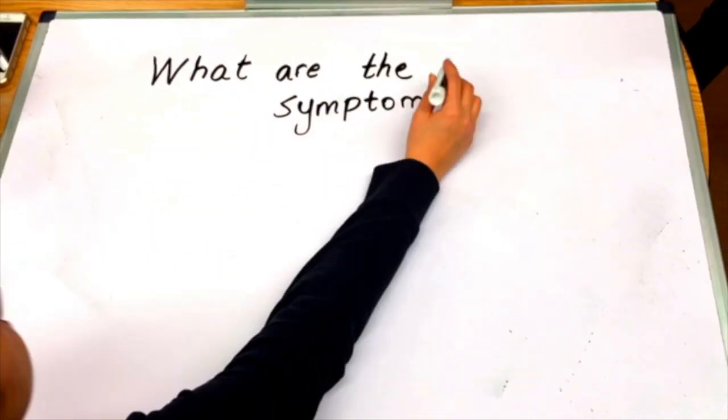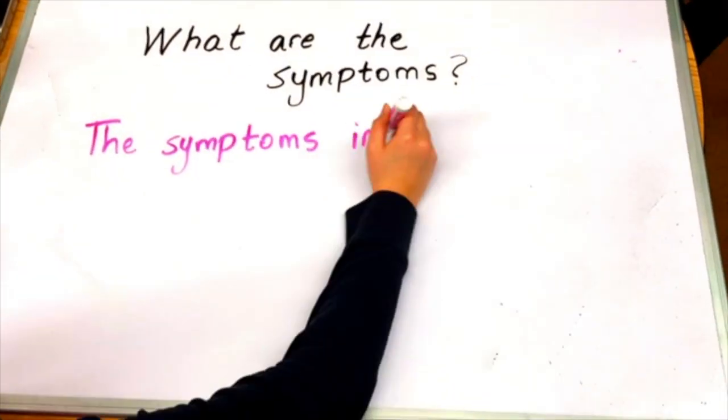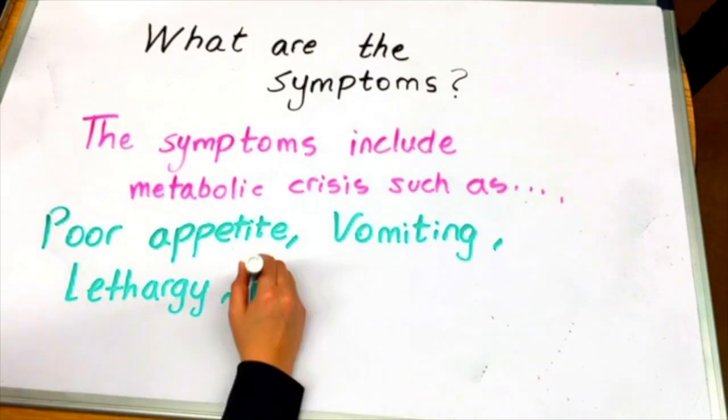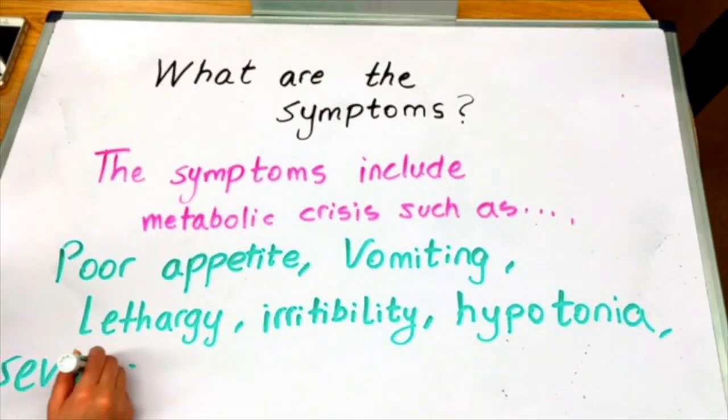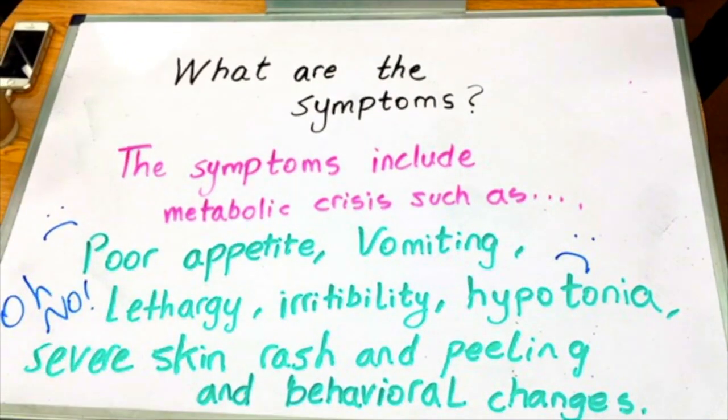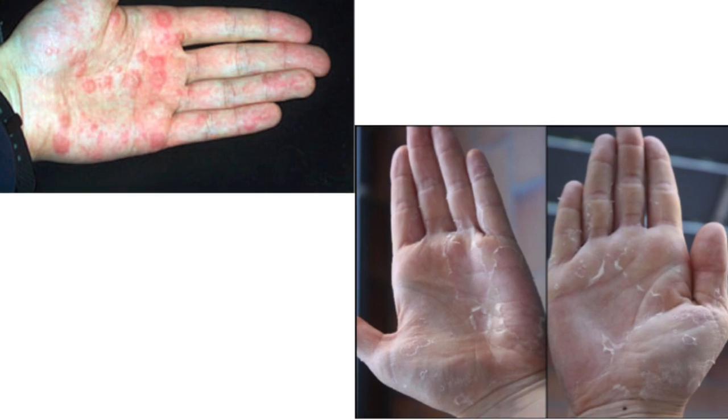What are the symptoms? The symptoms include metabolic crisis, such as poor appetite, vomiting, lethargy, irritability, hypotonia, severe skin rash and peeling, and behavioral changes. Have you guys ever seen anyone like that?